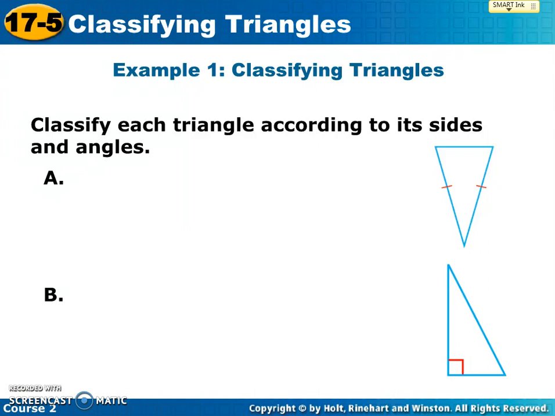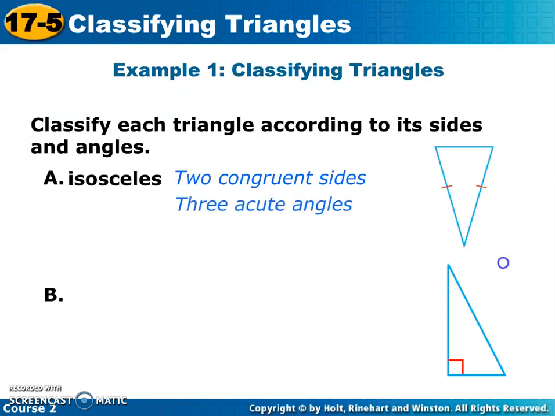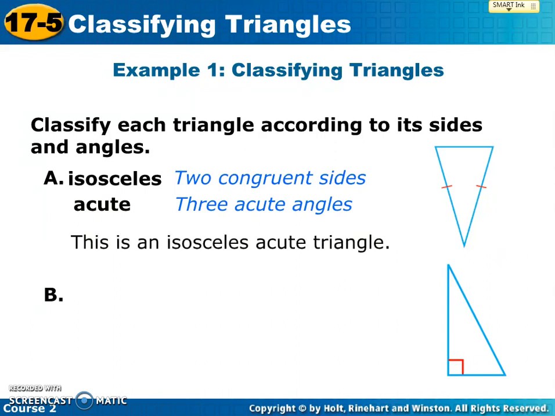So example A, you can see that there is a triangle that has two tick marks, and the tick marks happen to be the same with one little mark there on each one. And so if we want to identify these triangles according to their sides and angles, we can do that. So the first one has two sides that are congruent, and we know that if two sides are congruent, it's an isosceles triangle. But we also need to look at the angles, and we can see that all those angles are acute, so it's an acute triangle. So in all, it's an isosceles acute triangle.